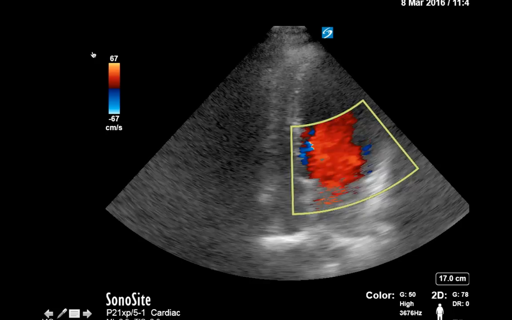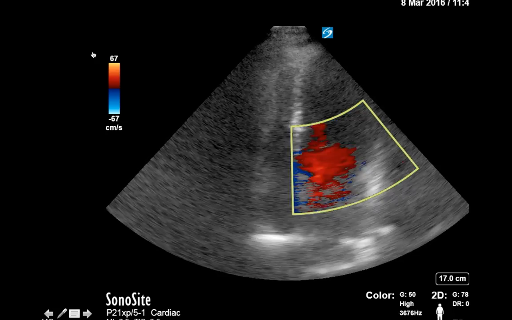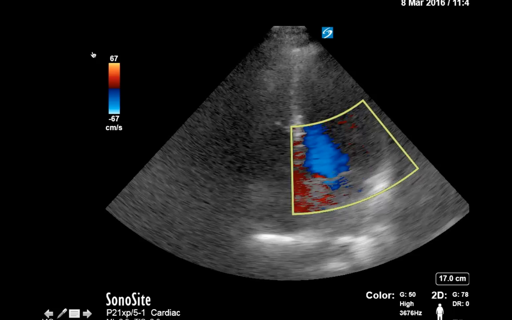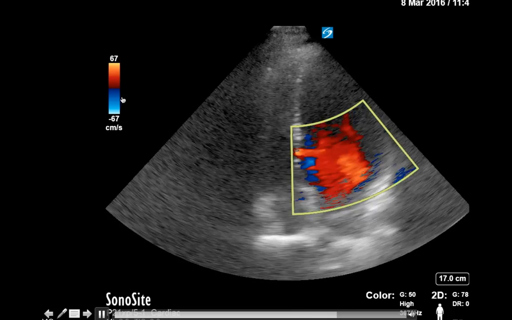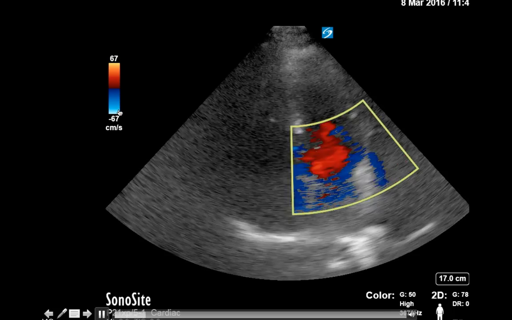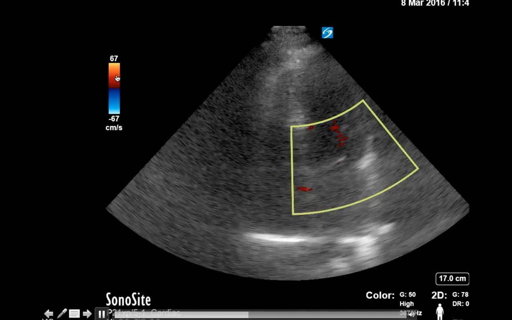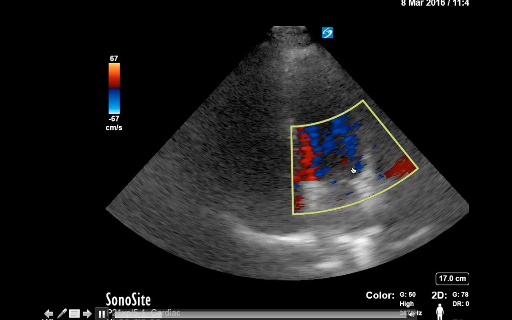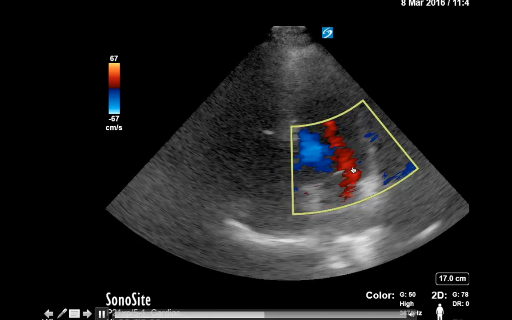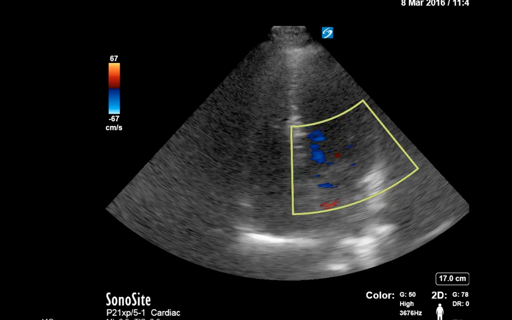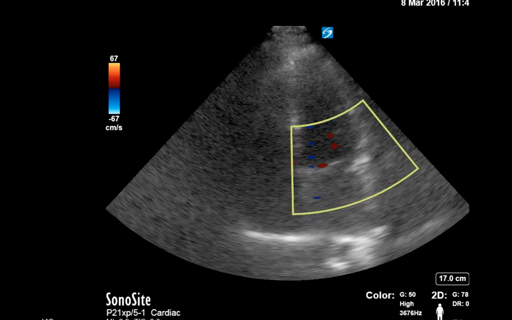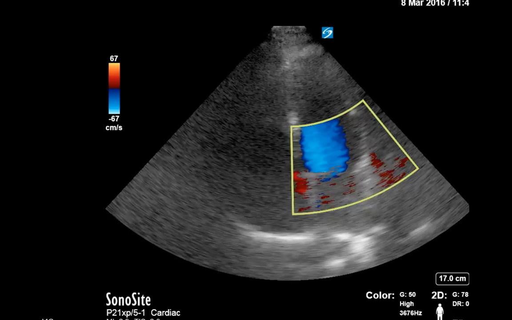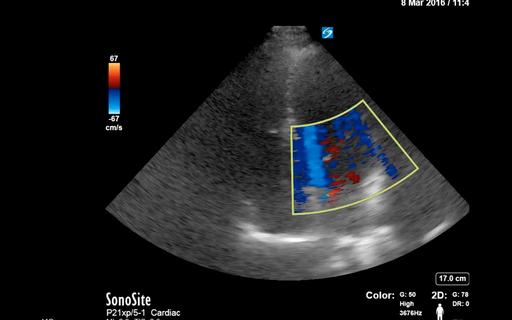In the apical 4-chamber view, you can put color flow over the mitral valve. When using color flow, recognize that the key in the left hand shows that blue is moving away from the probe and red is moving towards the probe. This video demonstrates a normal valve with red going through the mitral valve during diastole, and once the valve closes during systole, there is a blue as the ventricle contracts against a closed valve.